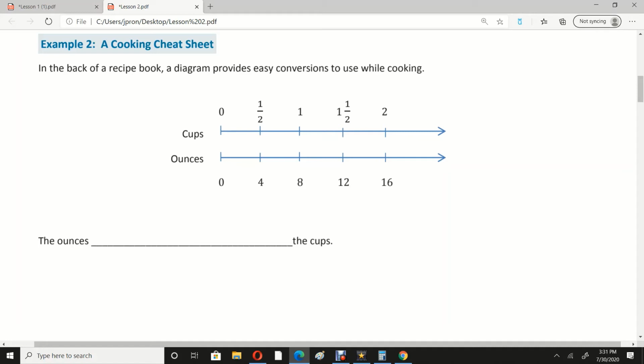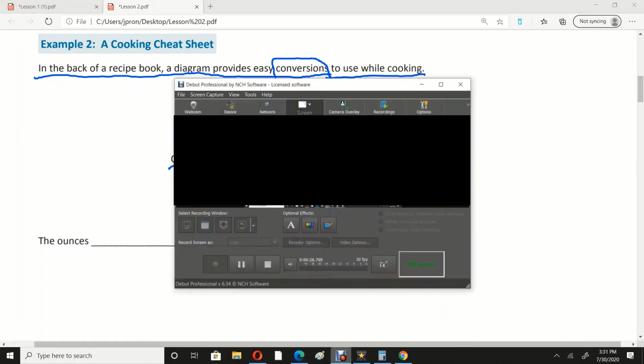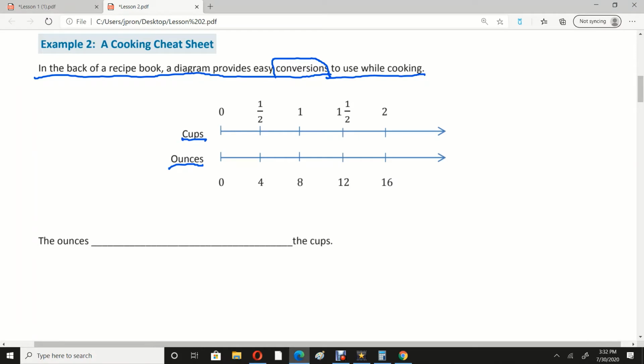All right. So in the back of a recipe book, there's a diagram that provides easy conversions to use while cooking. Maybe some of you have some experience with this. Maybe some of you have done some baking before. These are very common conversions, cups to ounces. So the conversions tell us how one relates to the other, right? And these seem pretty straightforward. If you have 0 cups, then you have 0 ounces. Makes sense, right? If you have 1 cup, then you have 8 ounces.